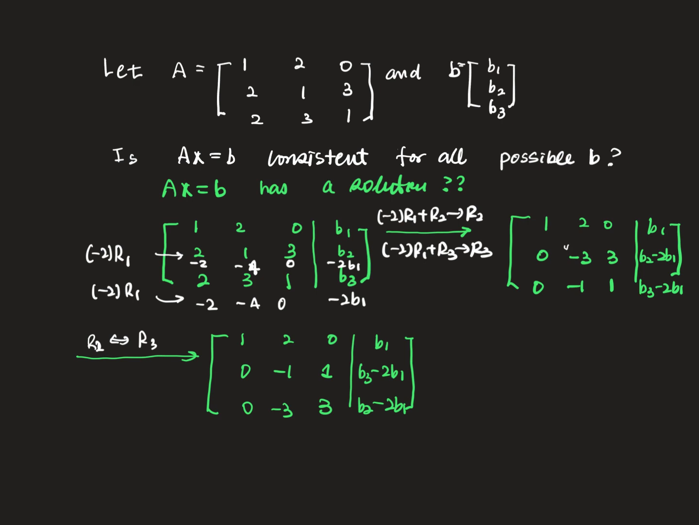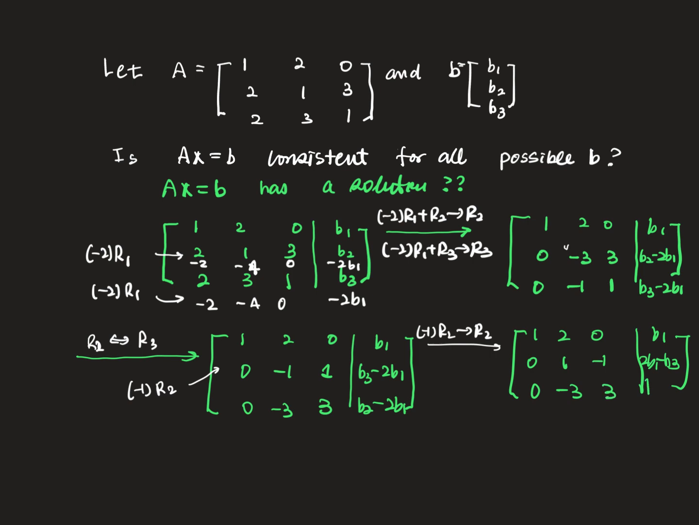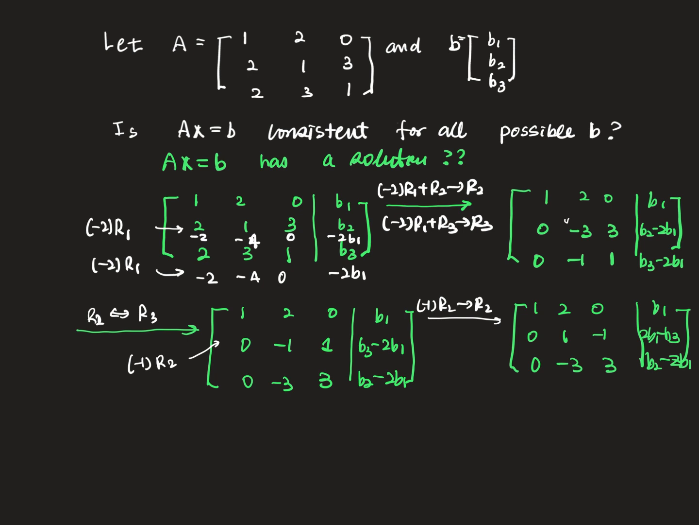So what do you have to do here? Negative 1 R2 going to R2. So you multiply by negative 1 right there, guys. So you have this one: 1, 2, 0, B1; 0, 1, negative 1, B1 minus B3 times 2; 0, negative 3, 3, B2 minus 2B1. Okay, so you have the pivot. This guy is going to be 0, right?